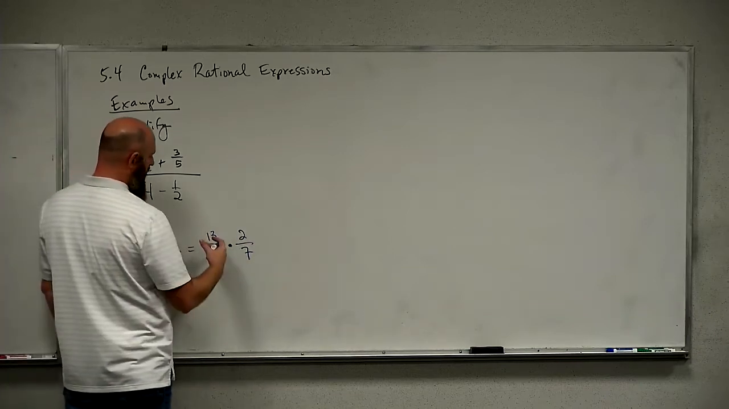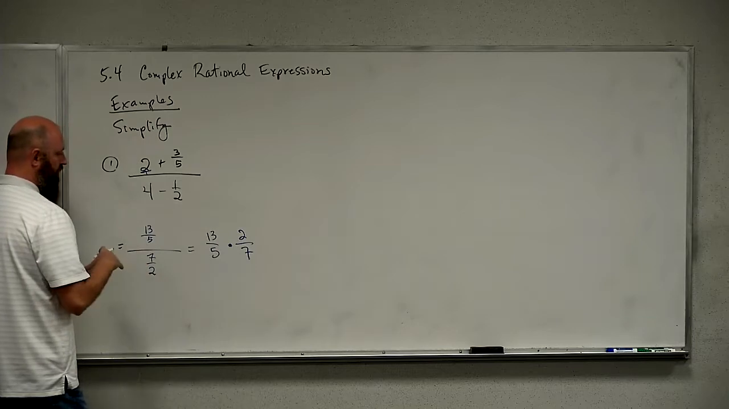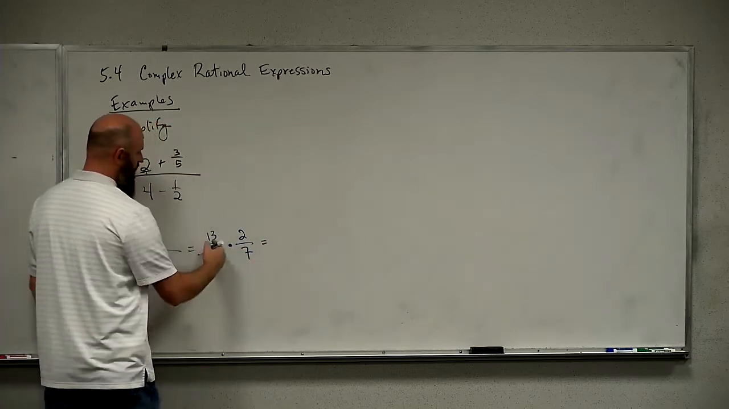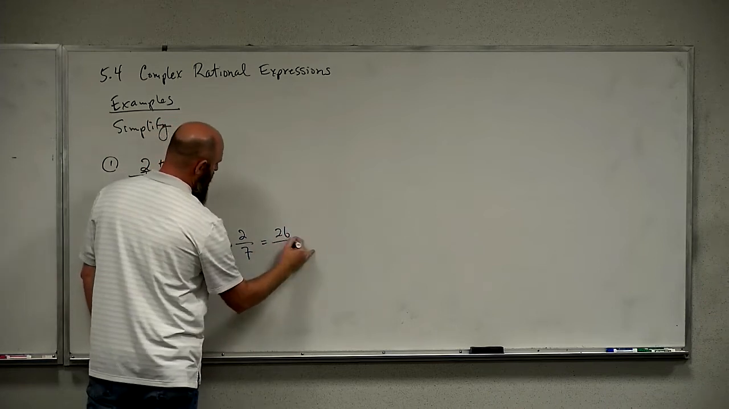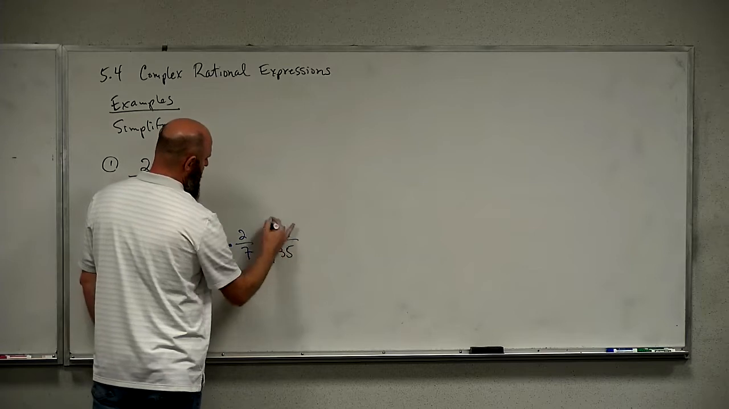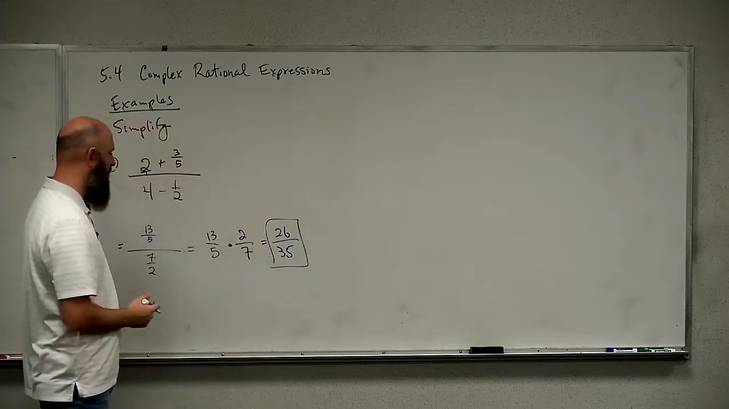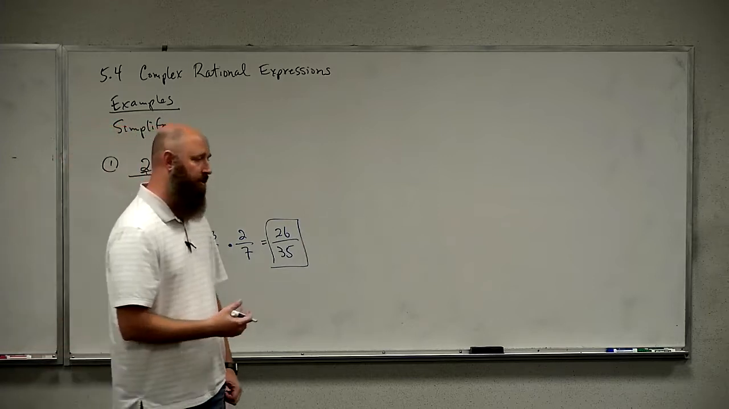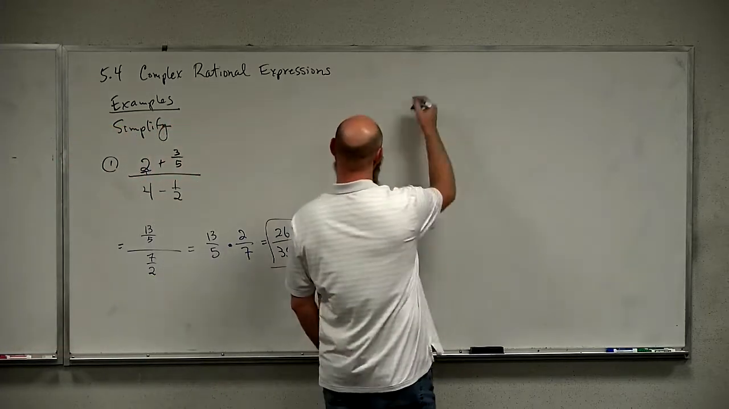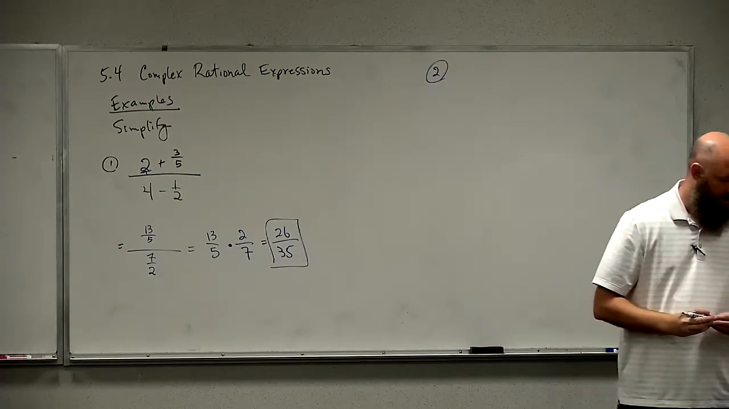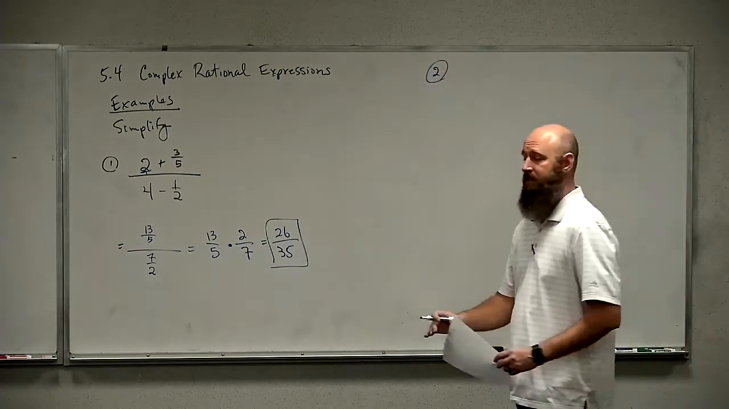Now, we multiply straight across and reduce, or reduce and then multiply straight across. There is no reducing here, so 13 times 2 is 26. 5 times 7 is 35. And so since that does not reduce, that is our answer. But we do always look, can we reduce those pieces? Right? All right, now let's start putting some letters into this.